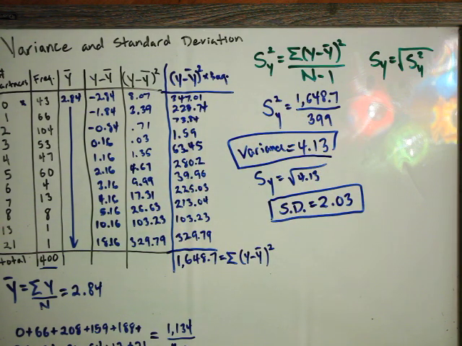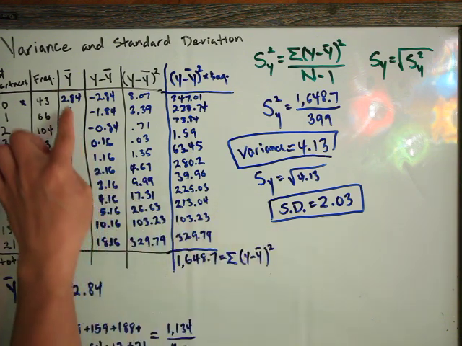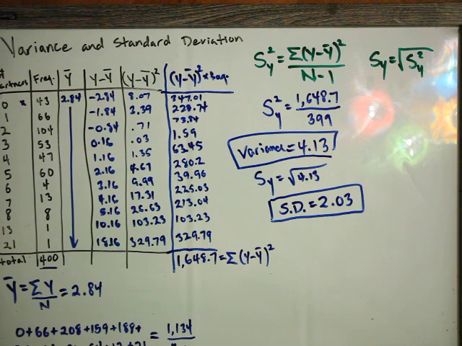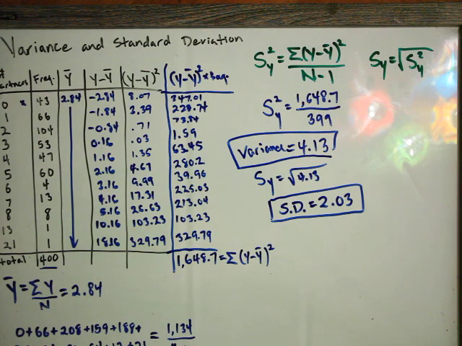And what those tell you is, on average, how far is a normal person's response from the mean of 2.84 partners. So if you are within 2 partners of the mean, which is 2.84, then you are within 1 standard deviation of the mean, and you are very normal, right? 68% of the data is going to be within 2.03 partners from the mean of 2.84.